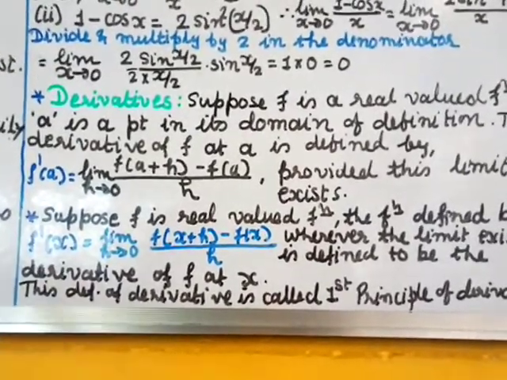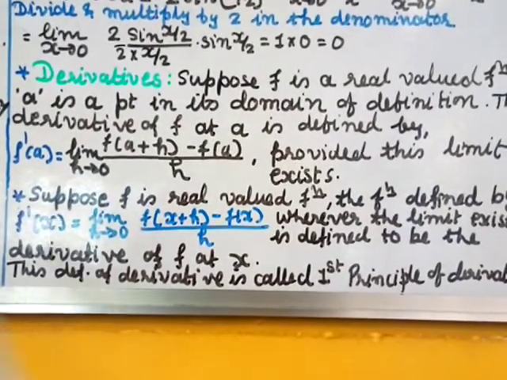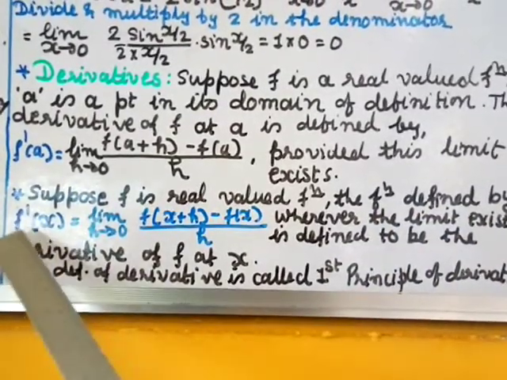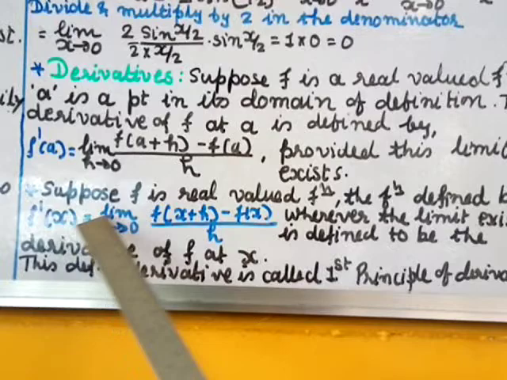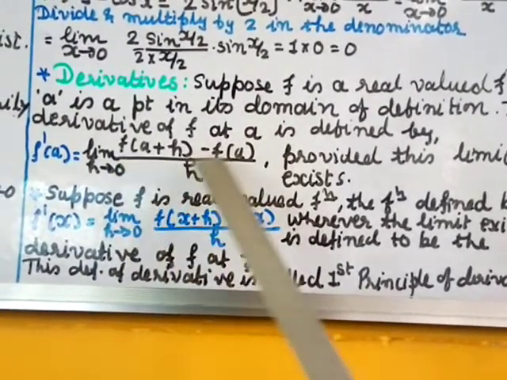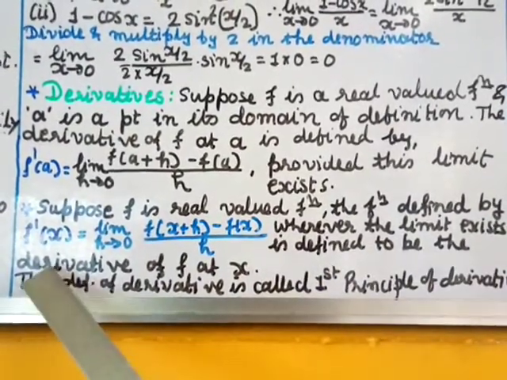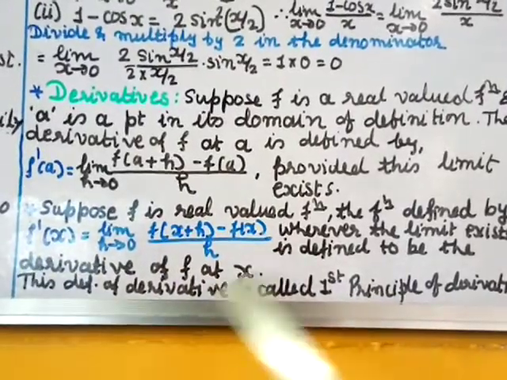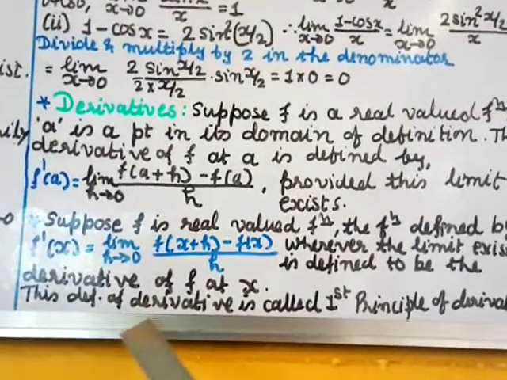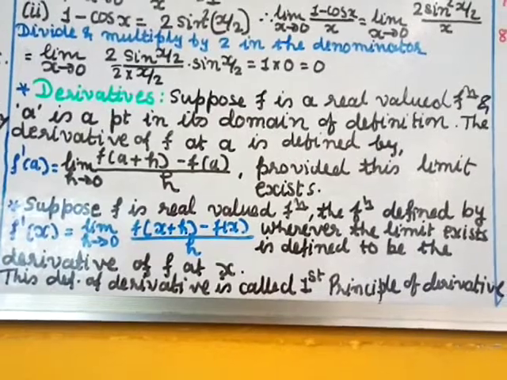Next we have got the derivative at x. Suppose f is a real valued function, then the function f dash x is defined as limit h tends to 0 of f of x plus h minus f of x by h. See, only a is replaced by x. Whenever the limit exists, it is defined to be the derivative of f at x. So this is the derivative of f at x and this is at a point a. This definition of derivative is also called the first principle of derivative.